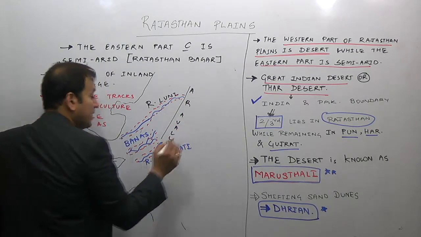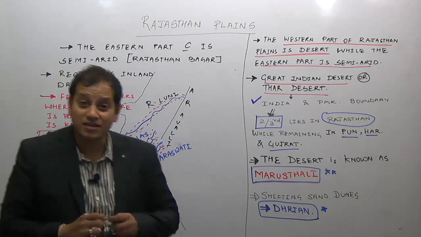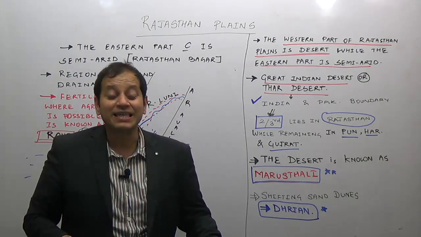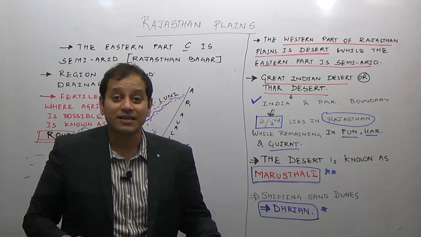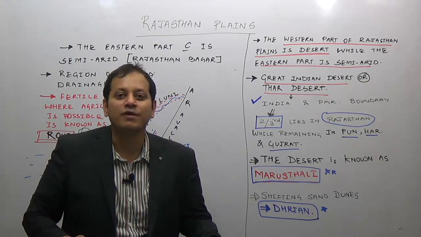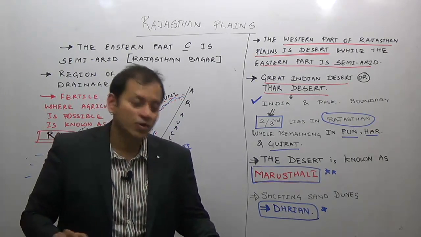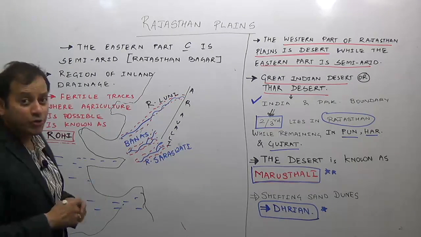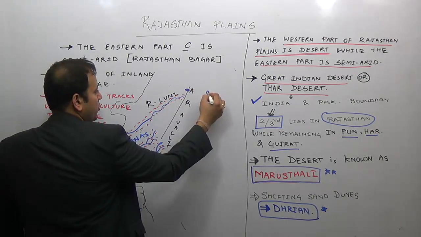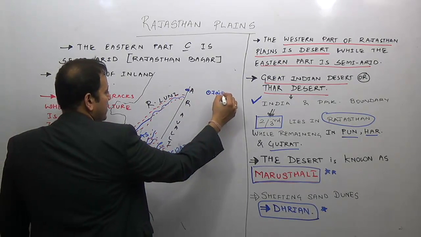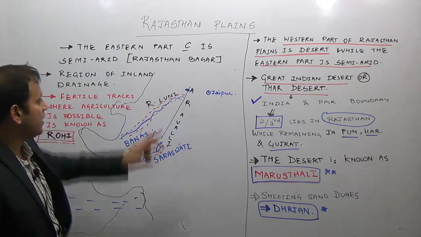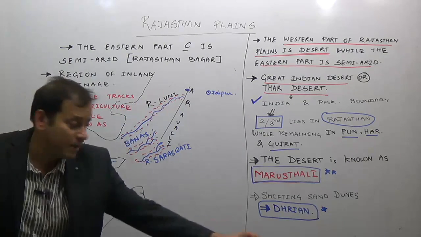The next important characteristic of the Rajasthan region is the presence of numerous lakes, which, because of high evaporation and less rainfall, are saline lakes. Out of these, the Sambar lake near Jaipur is the biggest saline lake in India. So Lake Sambar is the biggest saline lake.